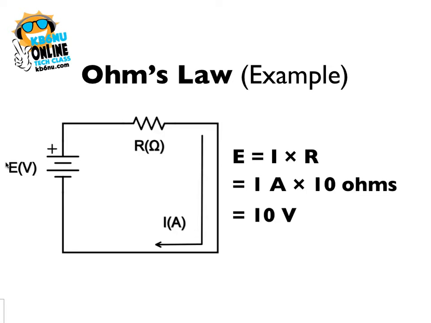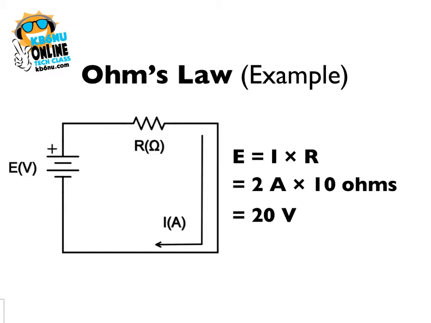Question: what is the voltage across a 10 ohm resistor if a current of 1 ampere flows through it? Answer: 10 volts. E equals I times R equals 1 amp times 10 ohms, and that's 10 volts.